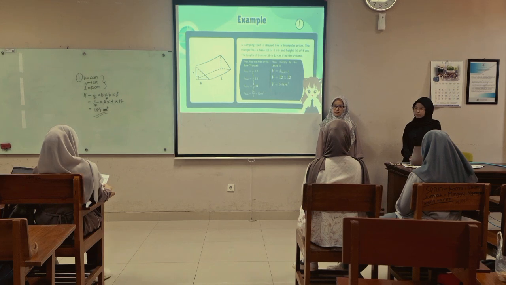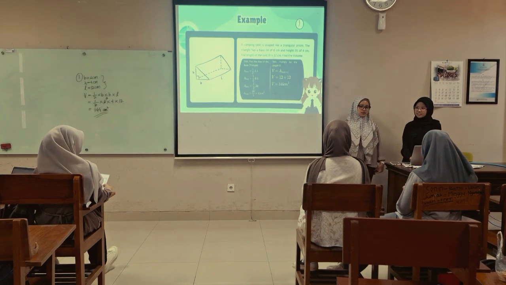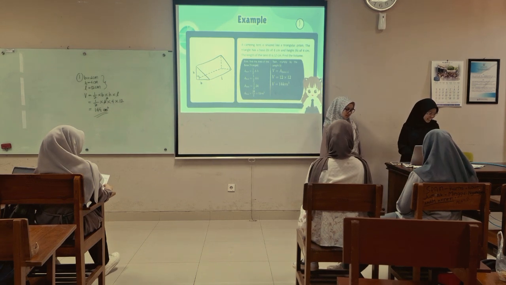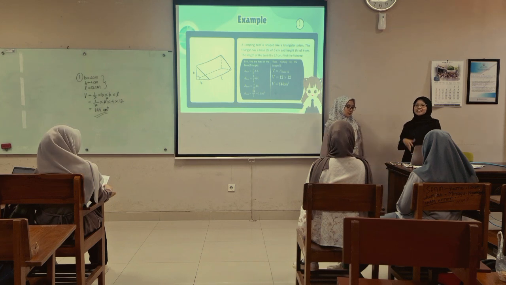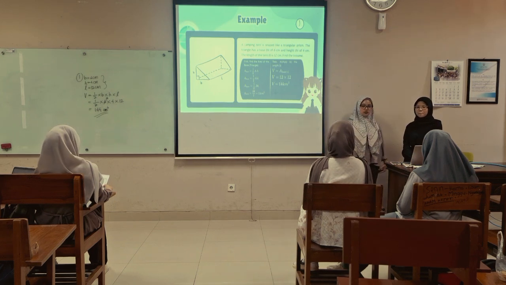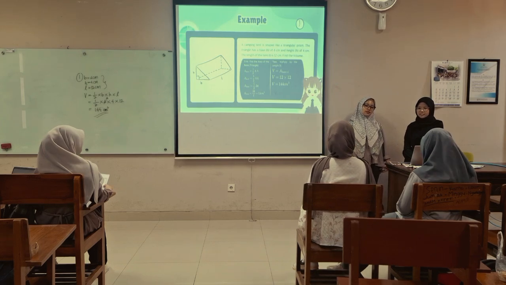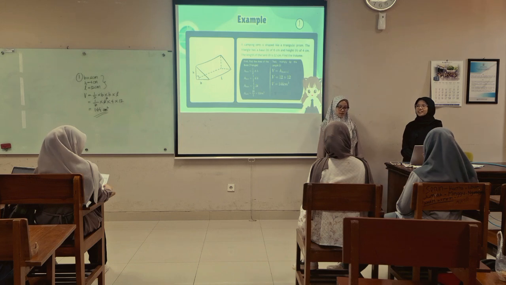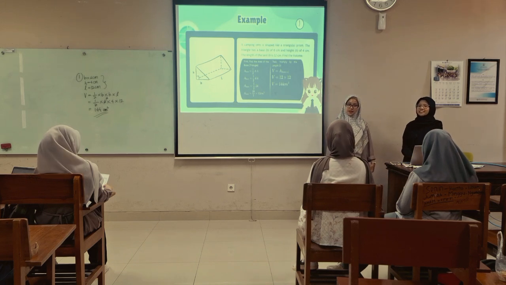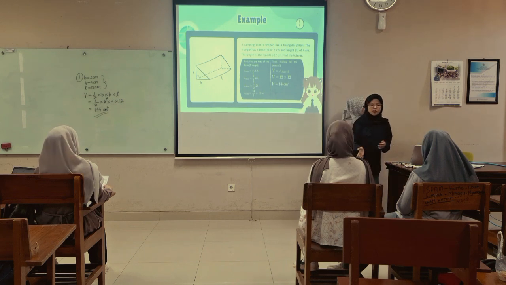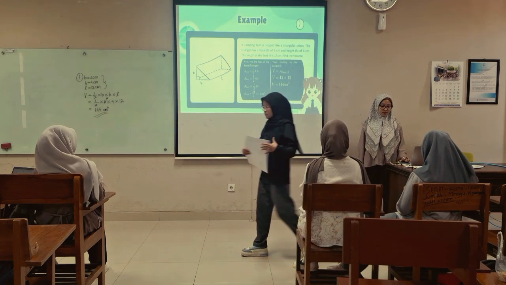The answer is 2090 square centimeters. Is it the same as everyone's answer? Yes, okay, good. And then the second one, the volume of the cylinder is 3,134 cubic centimeters. Is the answer the same as yours? Same. Okay, good job. Now let's collect your work to me.